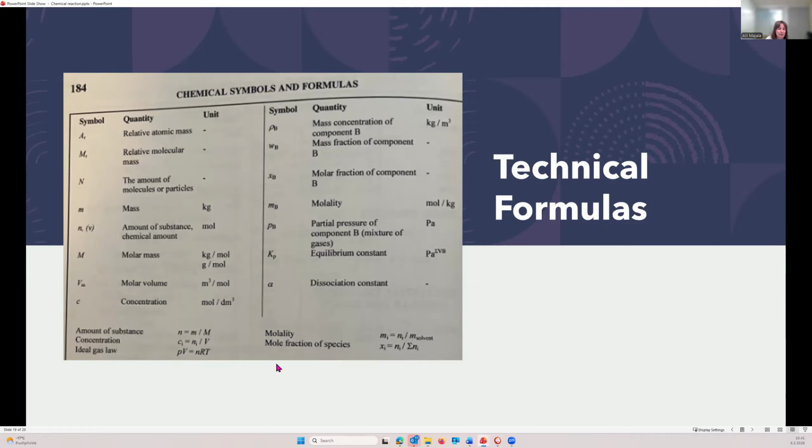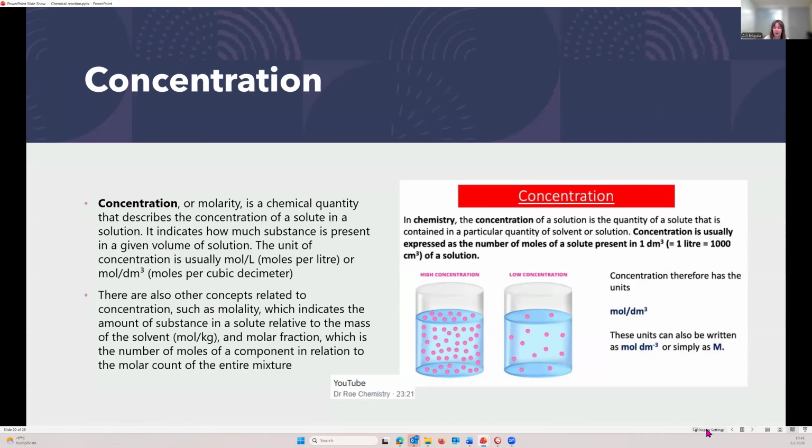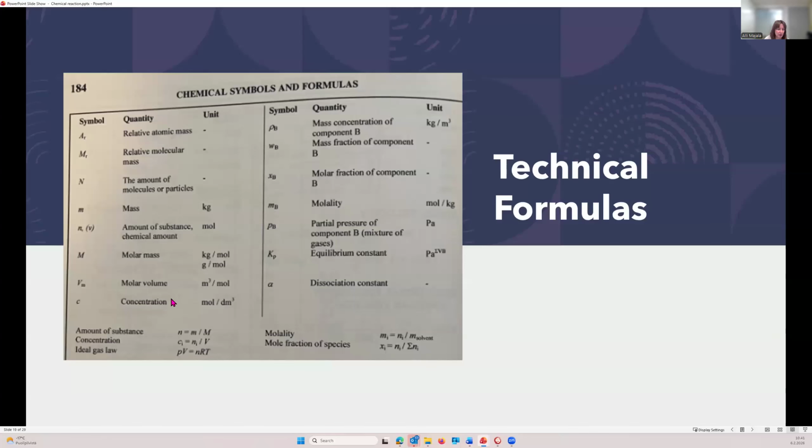Well then, here is scanned the technical formulas book where you find these things. There is the amount of substance formula, ideal gas law. What else? Well, basically those. This chemistry section of the technical formulas is not so great, but it's okay. The concentration, yeah, you can find the concentration.